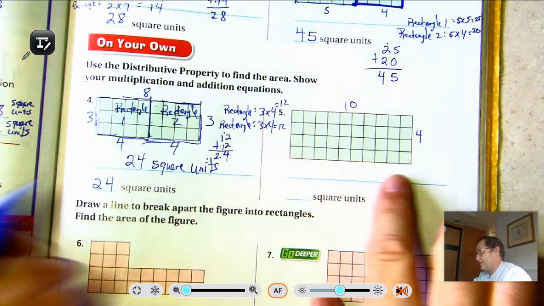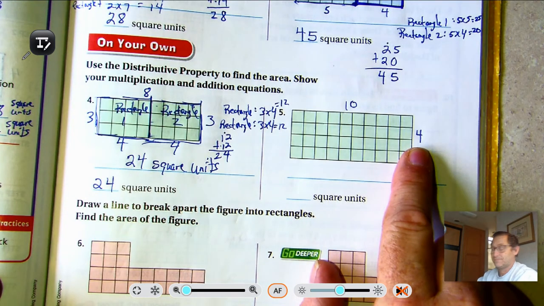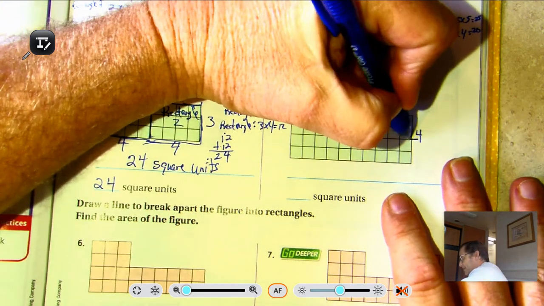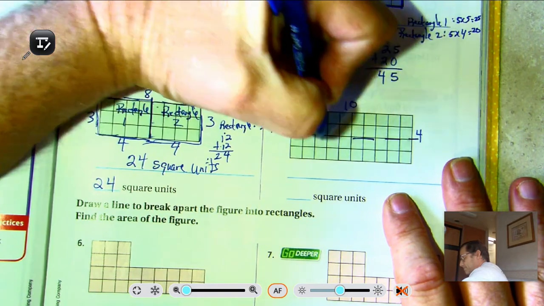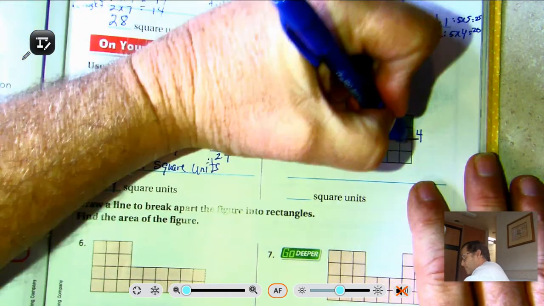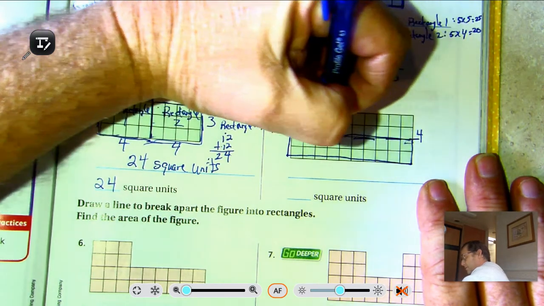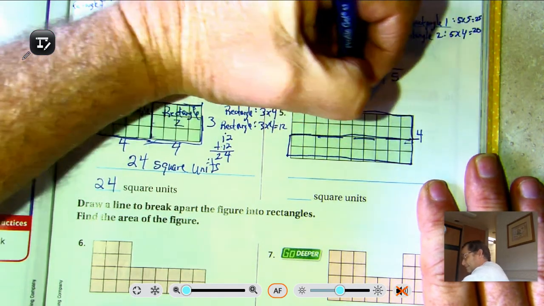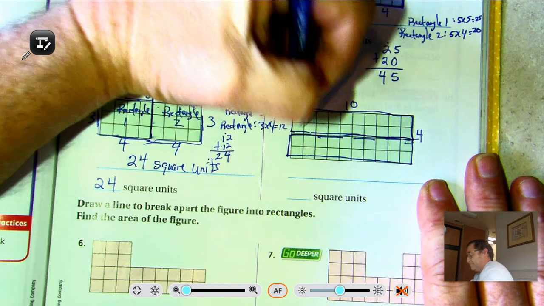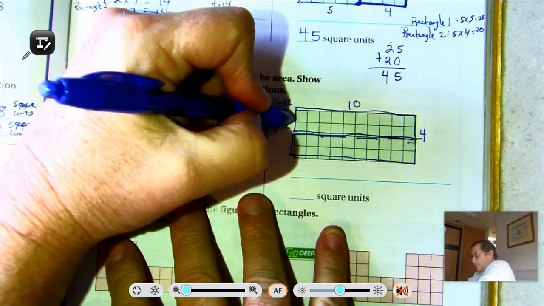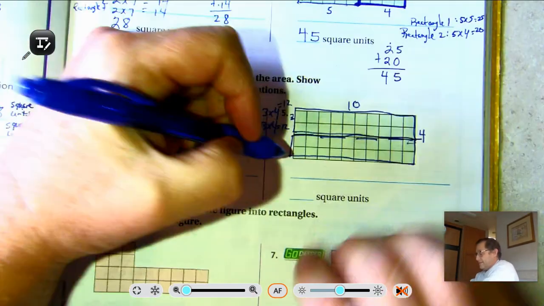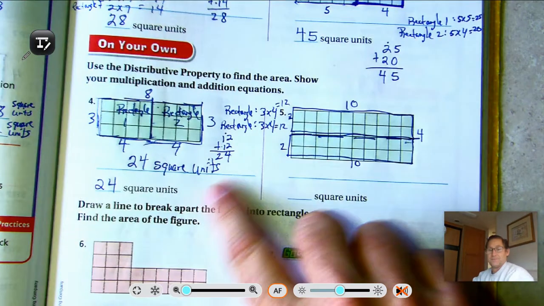I'm going to go ahead and break the 4. Okay, could you break the 10 apart? Sure. Okay, so I'm making 2 by 10s. So 2 times 10, 2 times 10.